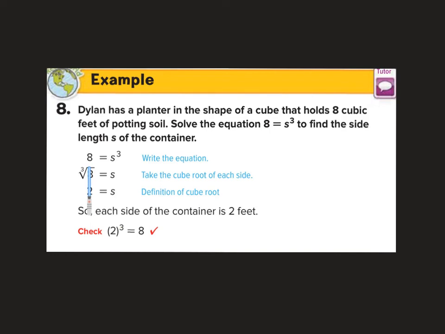So first we write the equation 8 equals s cubed. Then we take the cube root of each side, so the cube root of 8 equals s. 2 equals s because the cube root of 8 is 2. So each side of the container is 2 feet. And we can check our answer by saying 2 cubed equals 8.